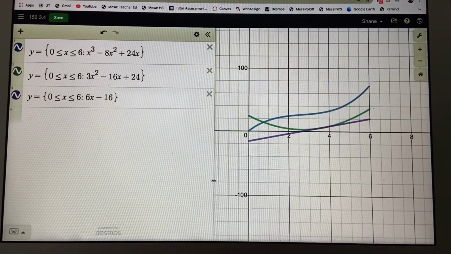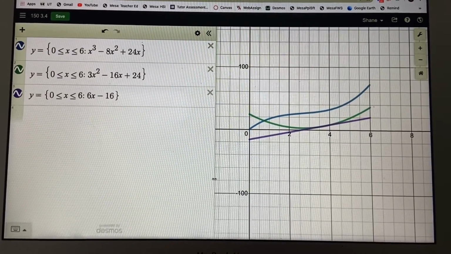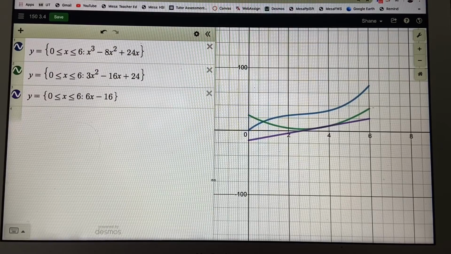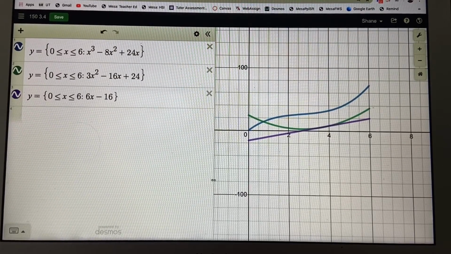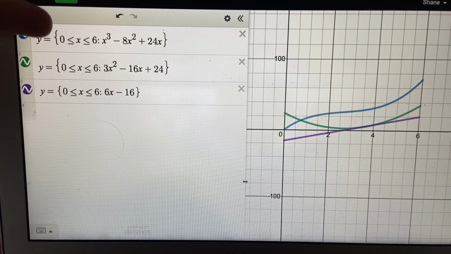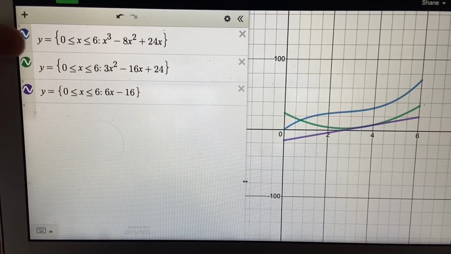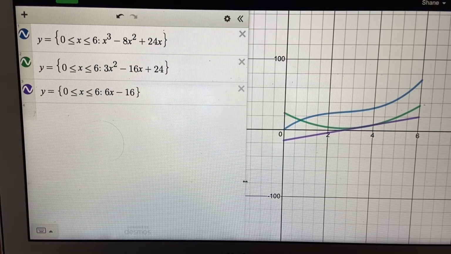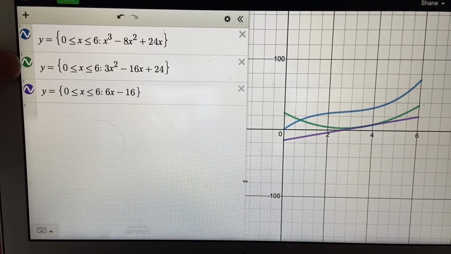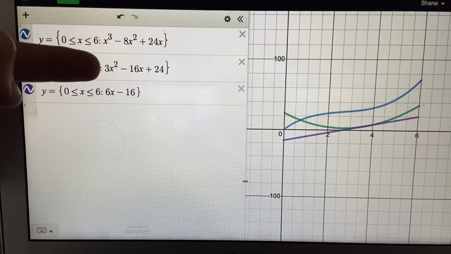Everyone, so I typed in, you can see in blue, I typed in the original function. I had to use x. Desmos doesn't like t's. So I typed in blue, hopefully you can see, is this top one here. Is our original function. Okay, so that blue one, hopefully you can tell the color, is our original function. Then we have the green as our first derivative, meaning the velocity.